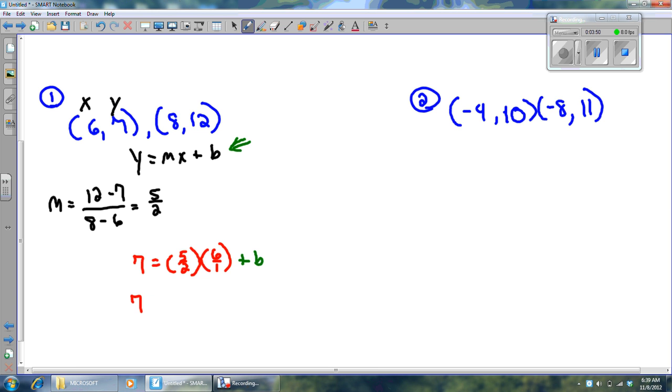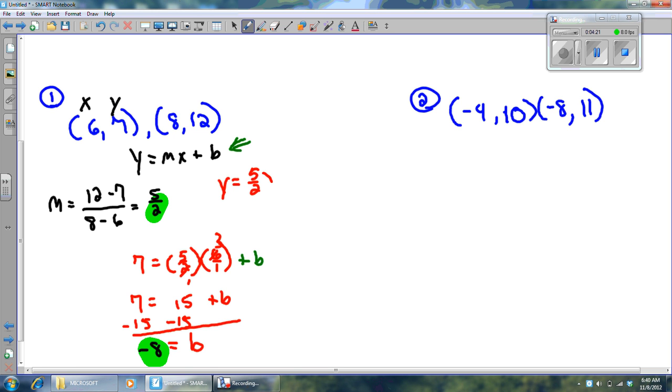So I'm still going to have 7 equals, 2 is going to go in there 3 times. 3 times 5 is 15, plus the b. I've got a one-step equation on my hands. I'll subtract 15. I'll get b is equal to -8. And now that I have the slope, where'd my slope go? Right there. And my y-intercept, I can write my equation. And my equation will be y equals 5 over 2 x minus 8.